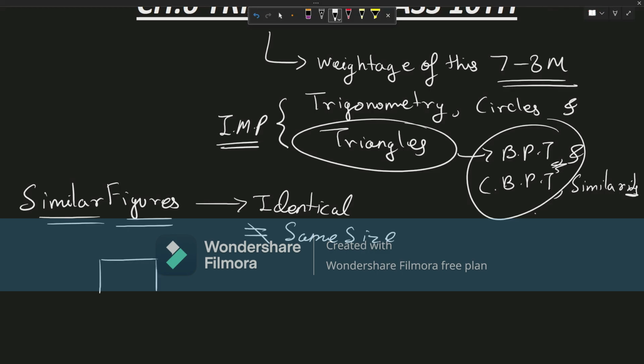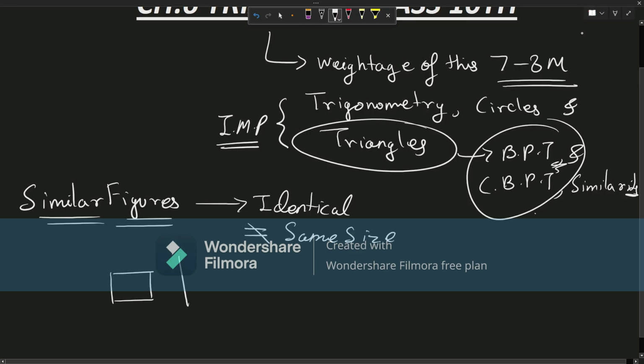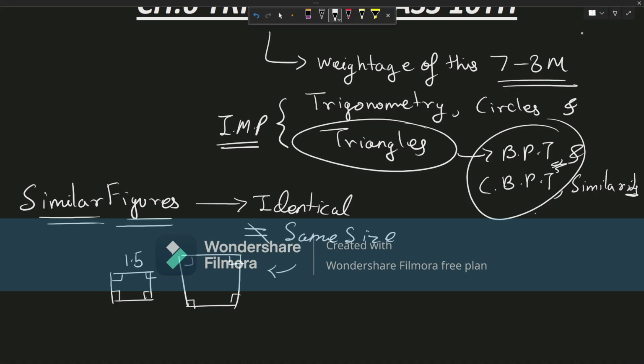Suppose, for example, I take a square. Let's take a square like this, and here's a bigger square. Now you will say that these two figures are identical. Yes, because they have same angles, interior angles are same. Also, they're squares. But there's one thing that you guys need to remember, that if this small one has sides as 1.5 centimeter, the bigger one will not have the same length. It will have 3.0. Now, why am I saying like this? Why will it have 3.0 only? It can have 5.0 as well.